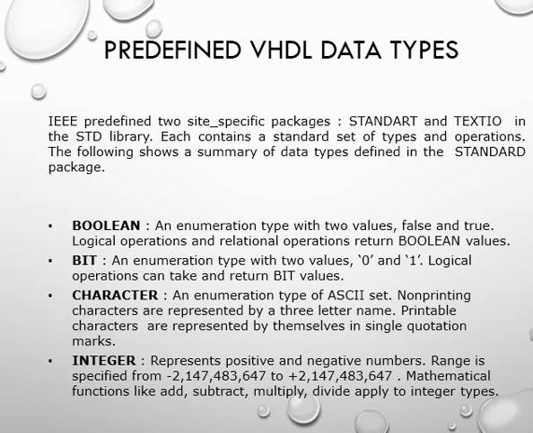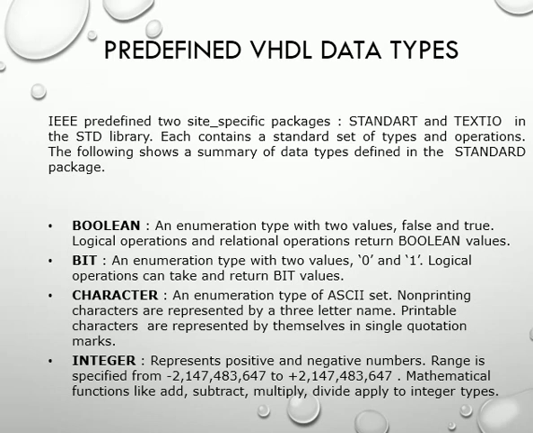The first data type is boolean, which is an enumeration type that has two values, either false or true. So the logical operations and relational operations return boolean values. Whenever we are considering any logical operations, it may have a false value or a true value, so at that time we need to specify its type as boolean.